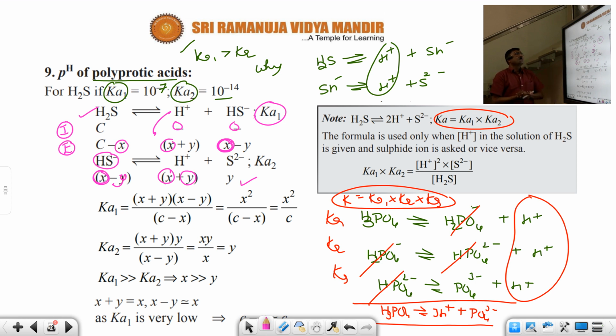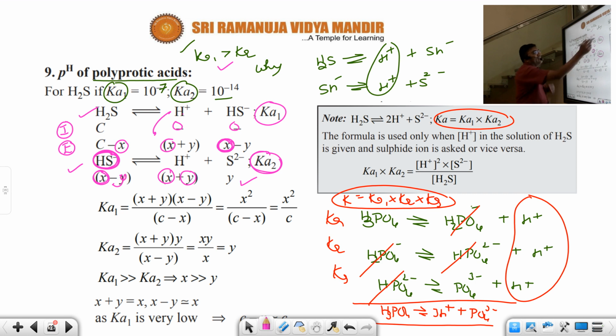Now, listen students, have a look. Because of the common ion, this dissociation is suppressed. That is the reason why the K2 value is less than K1. So in polyprotic acids, K1 is always greater than K2. Why? Because of the common ion effect, the second dissociation constant K2 is suppressed.